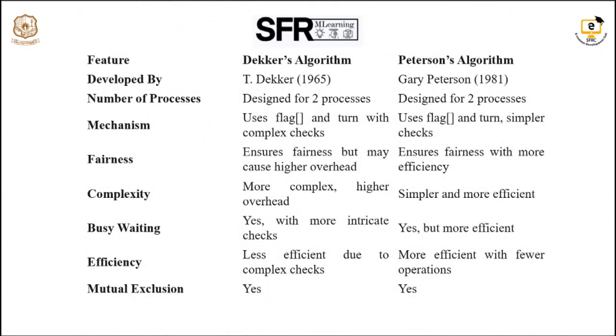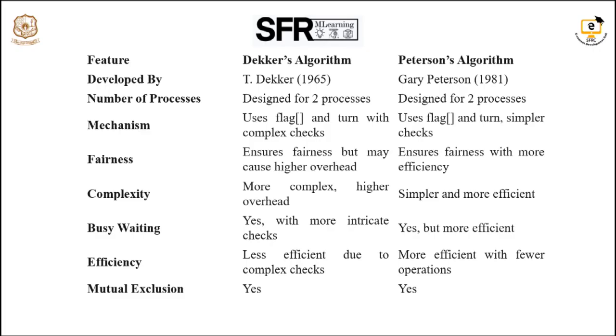And now the overall conclusion on the Dekker's algorithm and the Peterson algorithm. The Dekker's algorithm was developed by T. Dekker in 1965, and the Peterson algorithm was developed by Gary Peterson in 1981. In the number of processes, Dekker's algorithm is designed for two processes only, and the Peterson algorithm is also designed for two processes. For the mechanism, Dekker's algorithm uses flags, a turn variable and complex checks, and the Peterson algorithm uses flags, a turn variable and simpler checks.